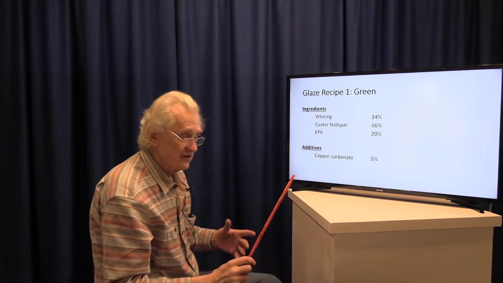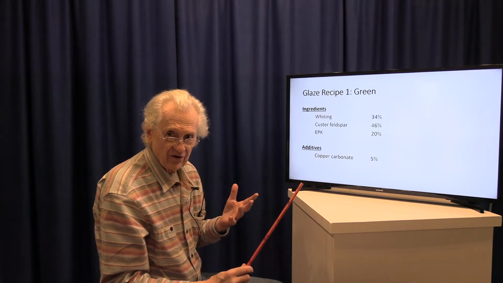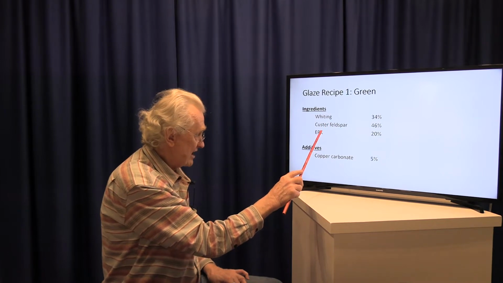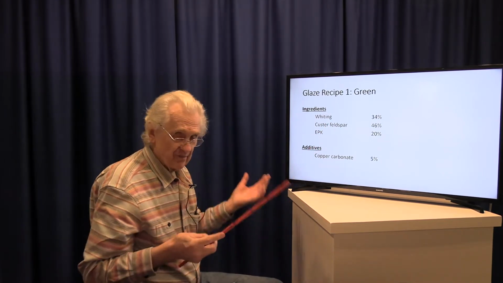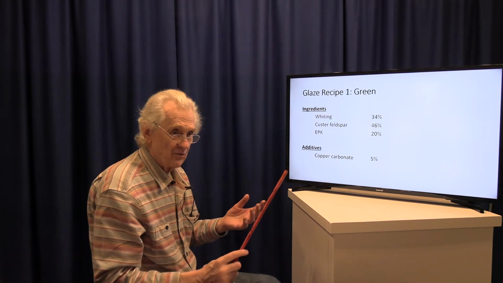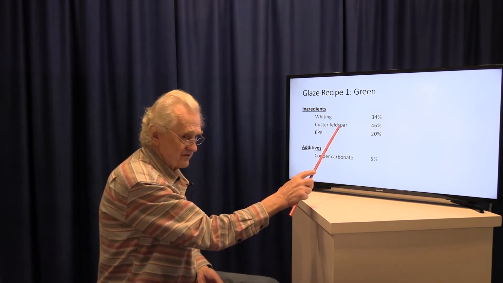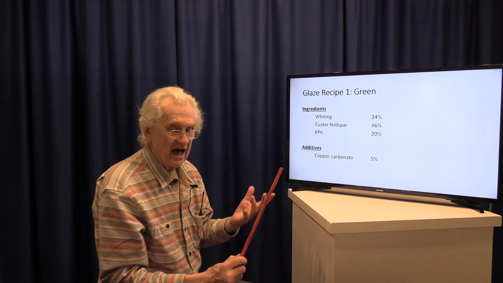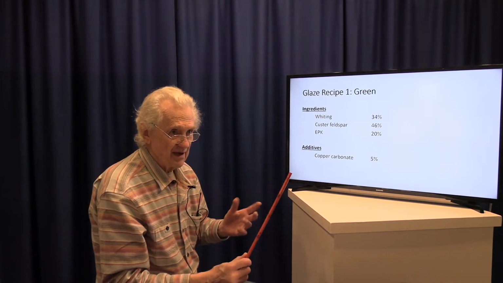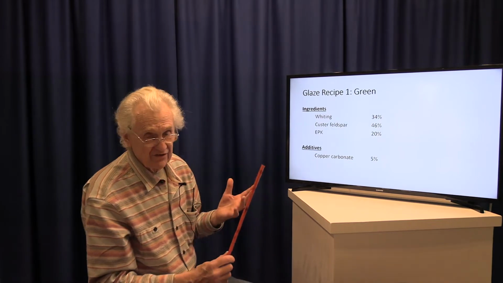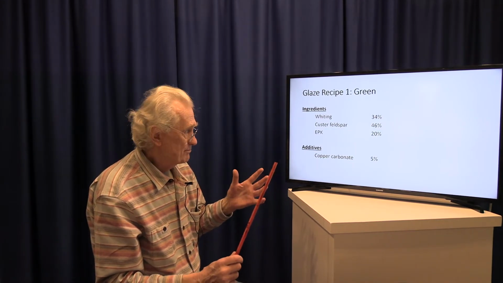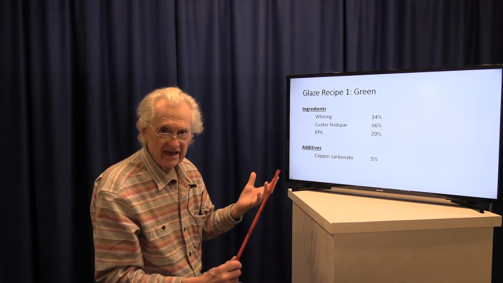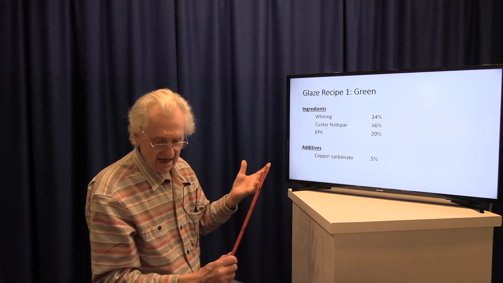The other thing I can look at is, remember we talked about the 3 categories of ingredients. Well, I've got fluxes, whiting and Custer feldspar. I've got stabilizer coming from the clay. Where's my silica? Well, remember there is some silica coming from Custer feldspar and there is some coming from EPK, but maybe not a lot. So by looking at this recipe, I could guess, and this would be an educated guess, that if there isn't that much silica, then maybe this is not going to be a very glassy glaze, which means that maybe it's going to be a matte glaze.